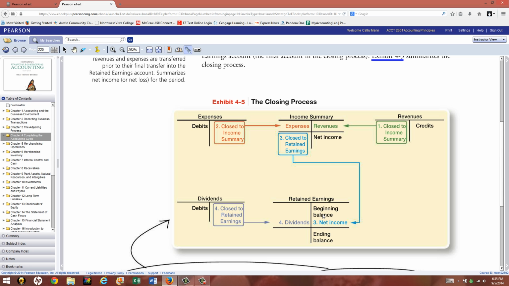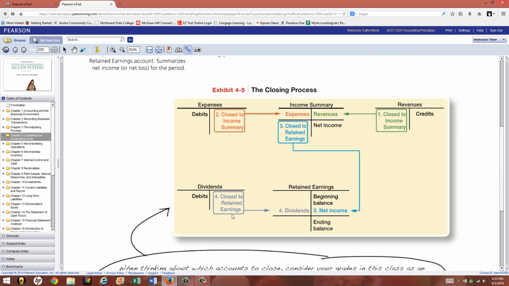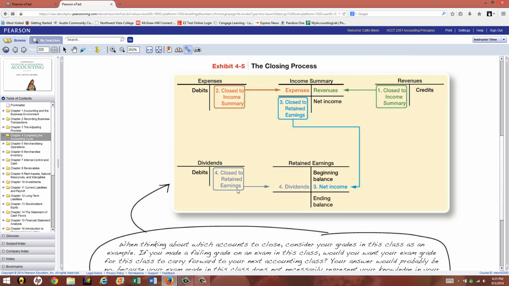The fourth closing entry is when we're going to close dividends to retained earnings. And let's go over to page 224 so you can get a look at some of these journal entries. Now, first off, let's remember, because we'll go straight in and look at that. Revenues, we're going to close the revenue accounts, which would have credit balances. We're going to debit any revenue account that we have, and we're going to credit the income summary account.